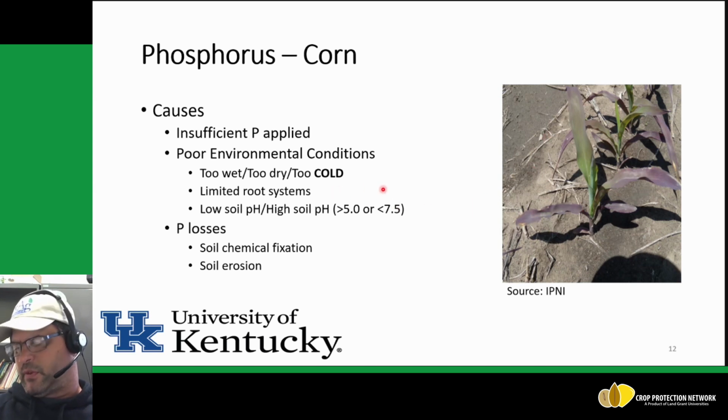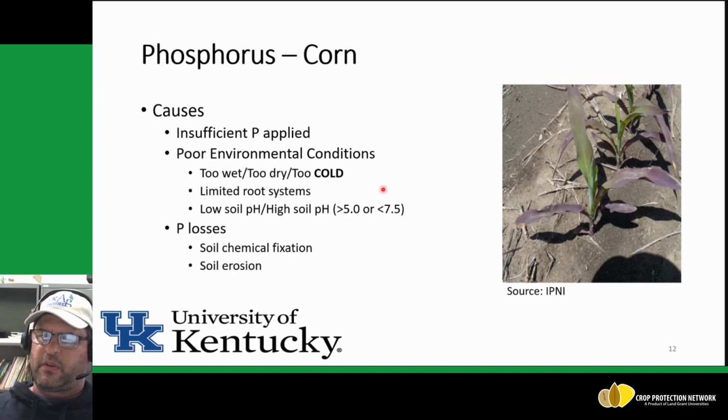Limited root systems. If that root system is not sufficient, it's not reaching out. Remember, phosphorus doesn't move that much in the soil. So if you have a small root system, a limited amount of phosphorus near that root, that can influence things.